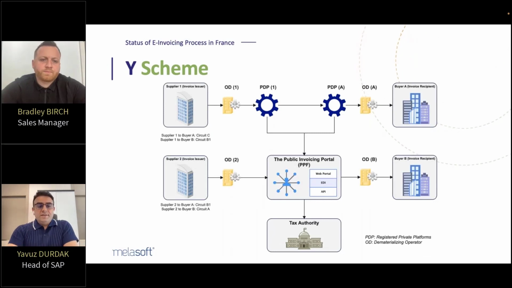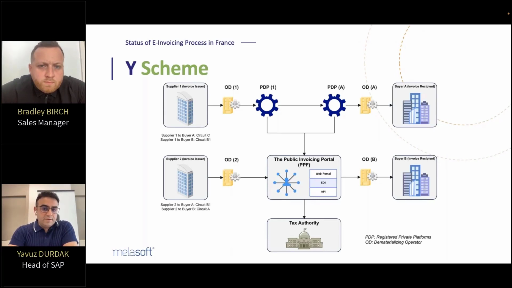In this slide, you'll see the alternative cases in the Y scheme. As we said, some of the companies may prefer PDPs, public invoicing portals, or some of the companies can prefer the registered private platforms. So whichever case is selected, the Y scheme provides a seamless integration between the parties. For instance, in this scheme, you can see supplier 1 takes services from PDP1, a registered private platform, and buyer D gets services from the public invoicing portal.